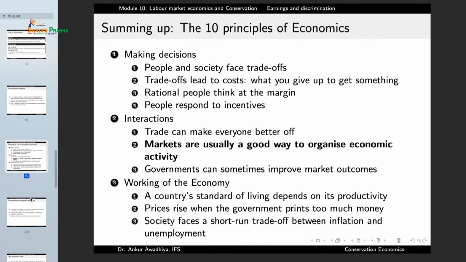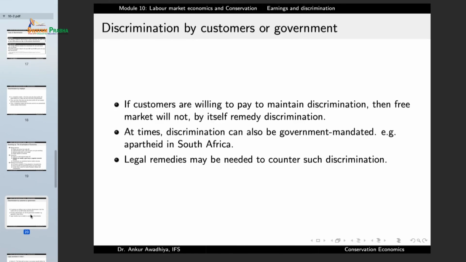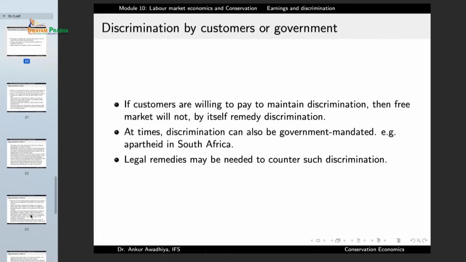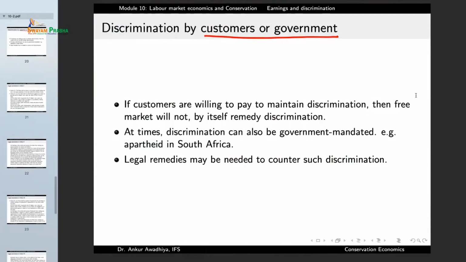But the sad part is that this may not always happen because in certain cases we observe discrimination by customers or discrimination by the government. Now, if this is the situation, then the market will not be able to solve this problem by itself. So, if customers are willing to pay to maintain the discrimination, then the free market will not by itself remedy discrimination.